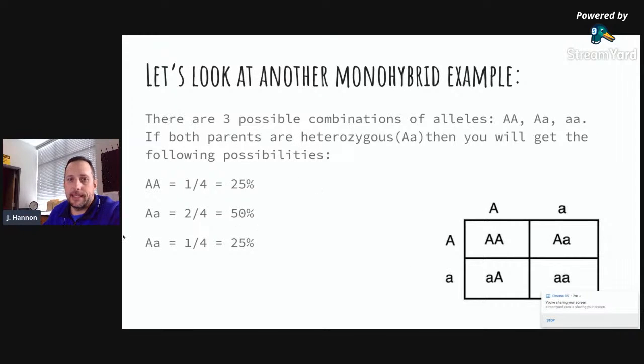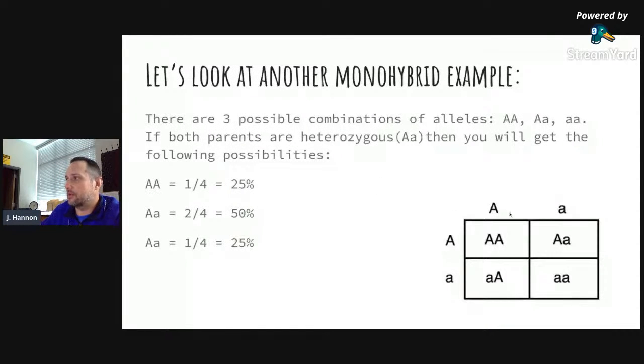Here is another example, okay? Once again, 3 possible allele combinations. We can be homozygous dominant, we can be heterozygous, or we can be homozygous recessive. If both of the parents in this case are heterozygous, so that's capital A, lowercase a, then you'll get the following possibilities when you do the cross.